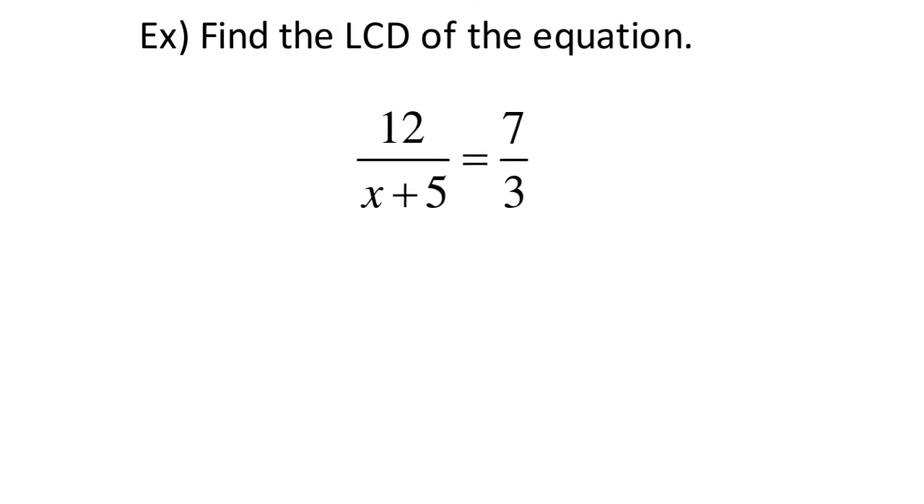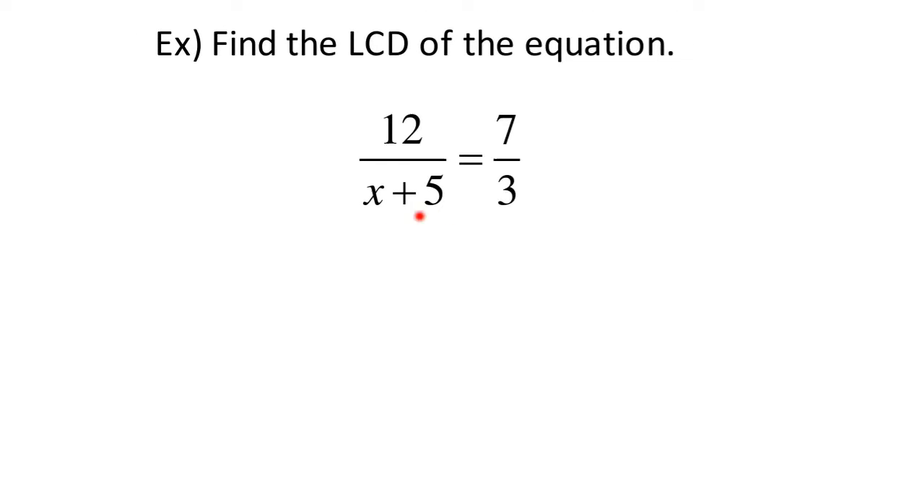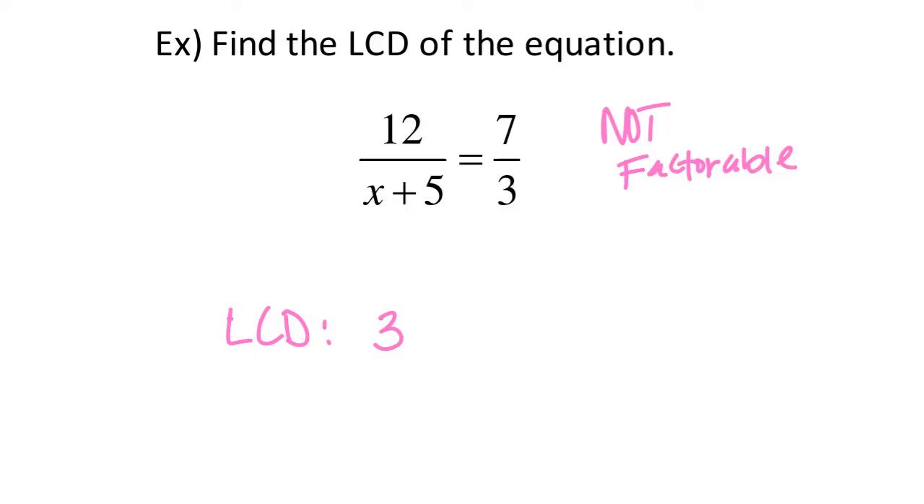All right, so for this one, again, I can't really do anything to the x plus 5. This one, again, is not factorable. I can't do anything to the denominator. So all you do is just put them together. LCD, 3 is not the same as x plus 5. There's nothing in common, so you just multiply them together. The single one goes first. So the 3, the monomial, goes first, and then the binomial, x plus 5, just gets attached at the end.